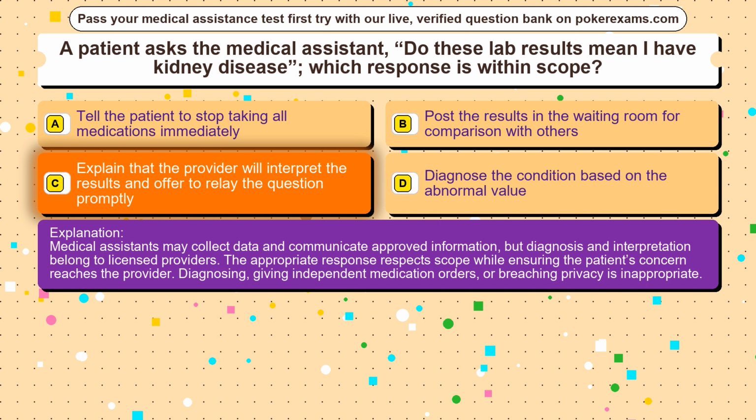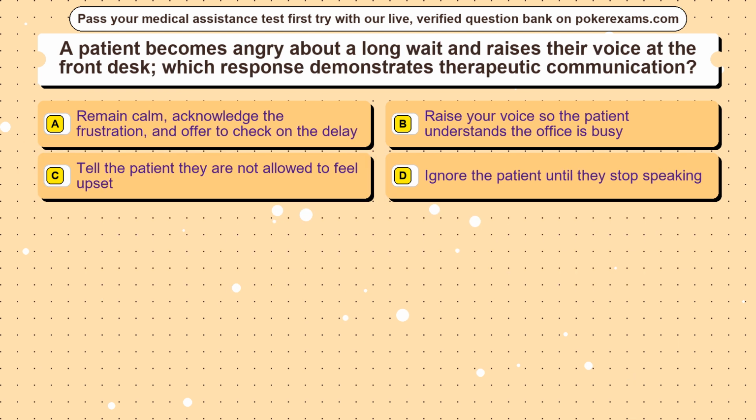Diagnosing, giving independent medication orders, or breaching privacy is inappropriate. Question 35. A patient becomes angry about a long wait and raises their voice at the front desk. Which response demonstrates therapeutic communication? Option A, remain calm, acknowledge the frustration, and offer to check on the delay.